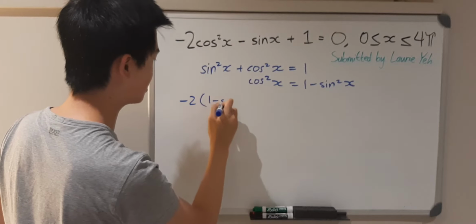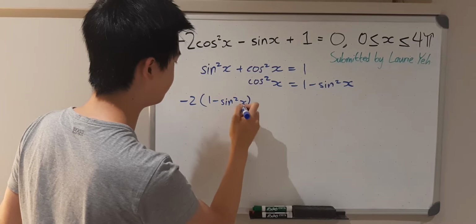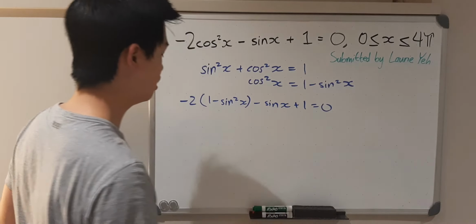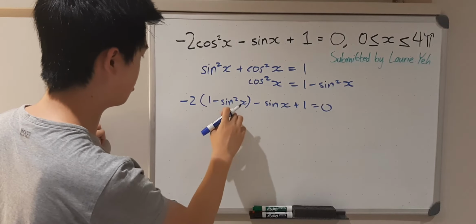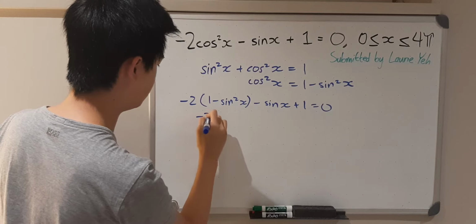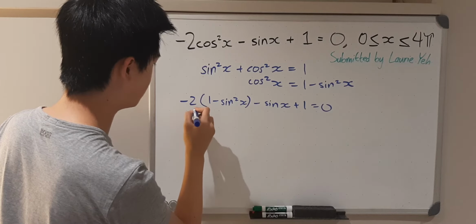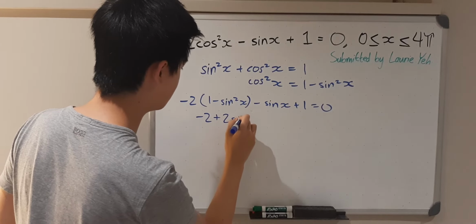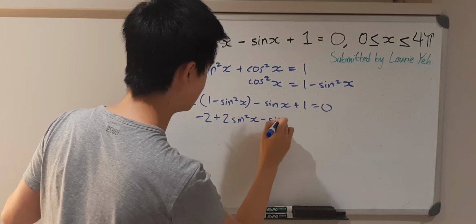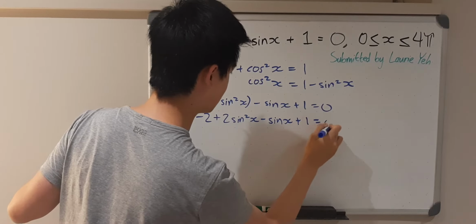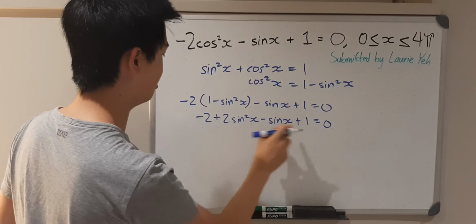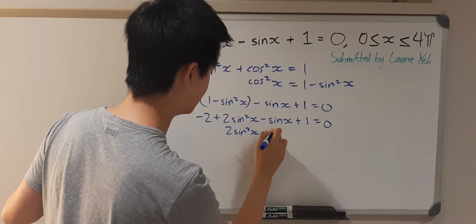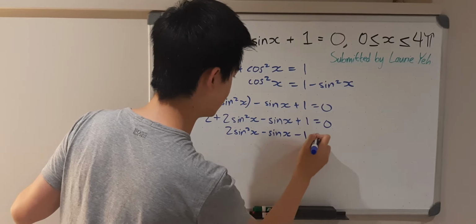We can apply that here and input it as cosine squared x. So bracket 1 minus sine squared x, minus sine x plus 1 equals 0. Okay, let's distribute this -2. So -2 times 1 is -2. -2 multiplied by negative sine squared x is just a positive 2 sine squared x, minus sine x plus 1 equals 0. If we collect like terms, 2 sine squared x minus sine x minus 1 equals 0.